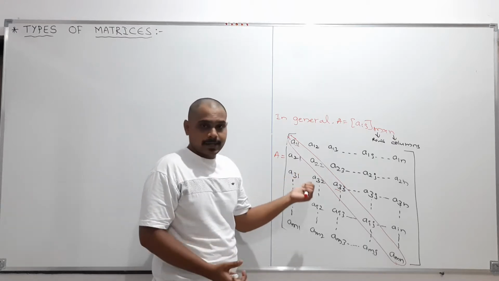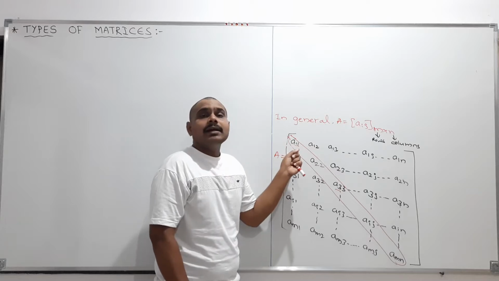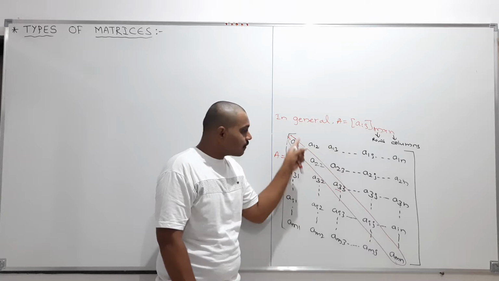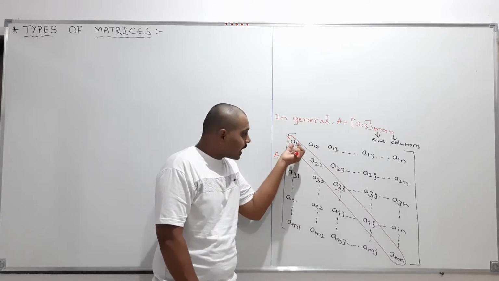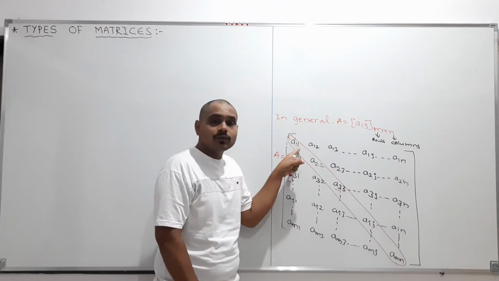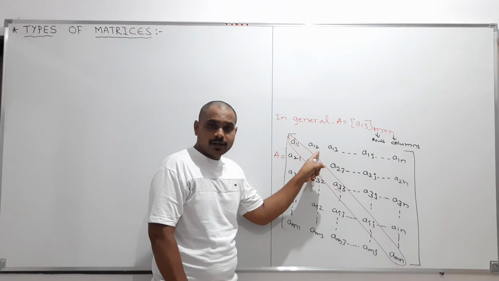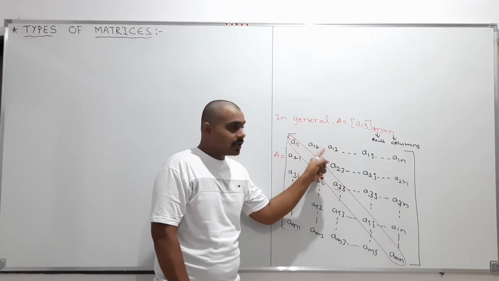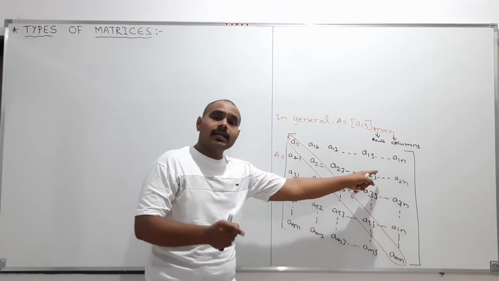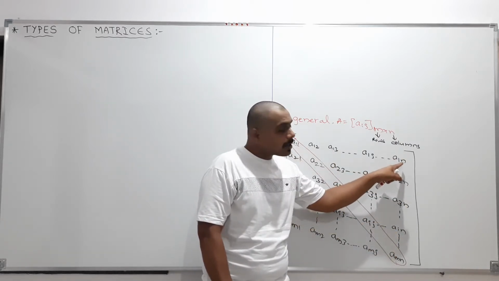What does it indicate? As I told earlier, A subscript 11 indicates the element of the first row, first column. A12 is the first row, second column element, A13 is the first row, third column element, and so on. A1n means first row, nth column. Why am I taking n columns here?